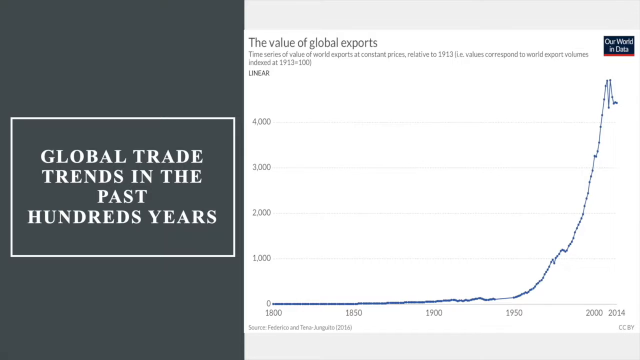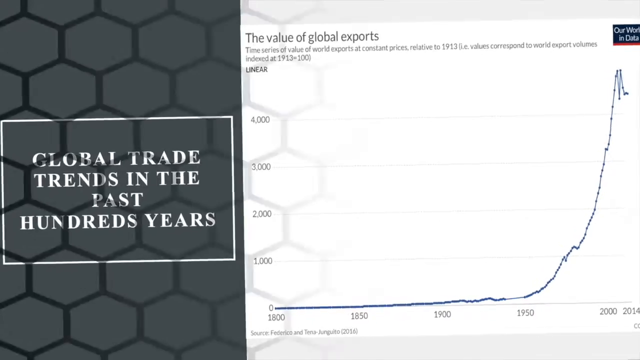The following chart shows the value of world exports over the period between 1800 to 2014. These estimates are in constant prices and are indexed at 1913 values. For example, they have been adjusted to account for inflation. The chart on the right-hand side shows an extraordinary growth in global trade over the last couple of centuries. Exports today are more than 40 times larger than in 1913.